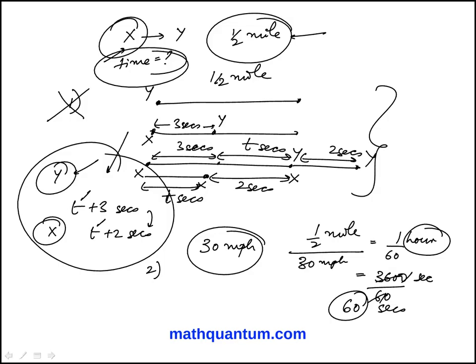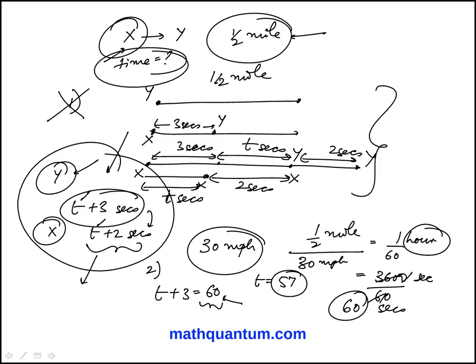So it took, this t plus 3 is 60. That's the time it took Y to cross the bridge, which means I know what t is. t is 57. And then the time it took X to cross the bridge would be 59 seconds. And that's what the question is asking for.